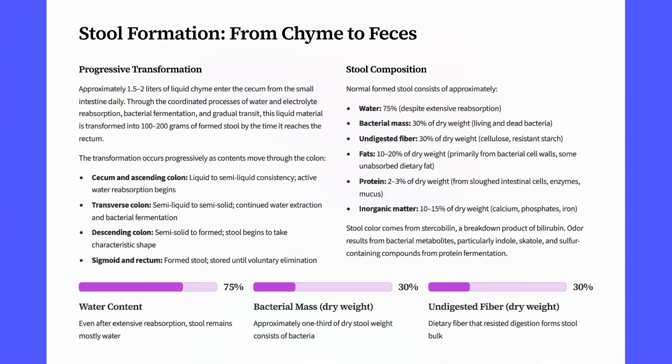Stool formation progresses from chyme to feces through several stages. In the cecum and ascending colon, liquid chyme enters with about 90% water content. In the transverse colon, progressive water absorption occurs, reducing water content to about 70%. In the descending and sigmoid colon, further water absorption creates semi-solid stool with about 75% water content. Final stool composition includes water at 75%, bacterial mass at 15%, and undigested fiber and other solids at 10%. Normal stool production ranges from 100 to 200 grams per day, varying with diet and individual factors.